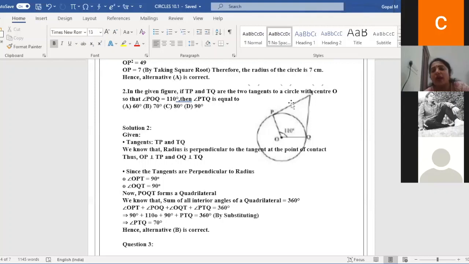So it is a quadrilateral. I'm going to apply here angle sum property of a quadrilateral. So angle P we got 90, angle Q we got 90, angle POQ 110. So to find this one, the sum of these three subtracted from 360, we'll get angle PTQ. So one thing you observe here, angle POQ is 110 and the exterior point angle PTQ is 70 degree. Just opposite angles, you add 110 plus angle PTQ is 70.